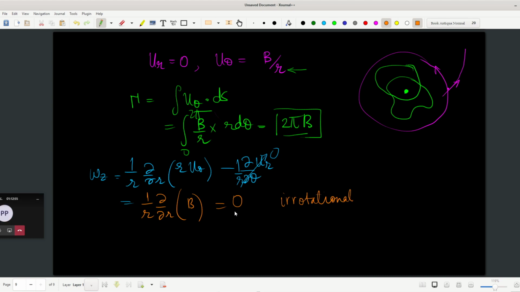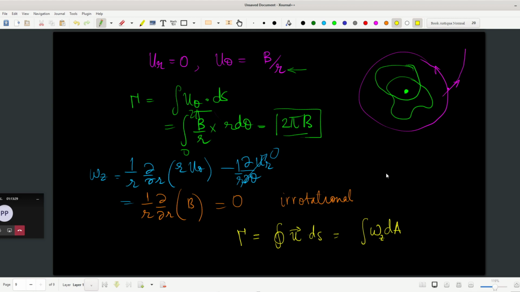Alright. So the flow is irrotational. Well, it is not really irrotational. It is irrotational everywhere except the origin. And how do you prove that? So the definition of circulation is closed integral u dot ds, and closed integral u dot ds is integral omega z dA.